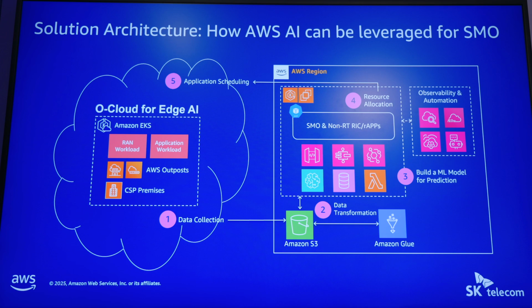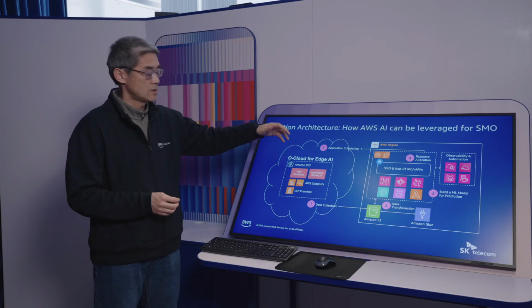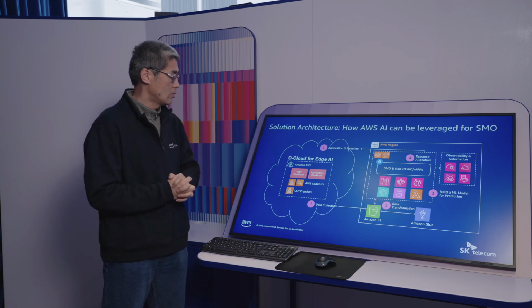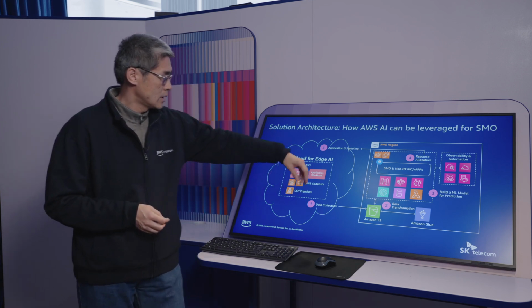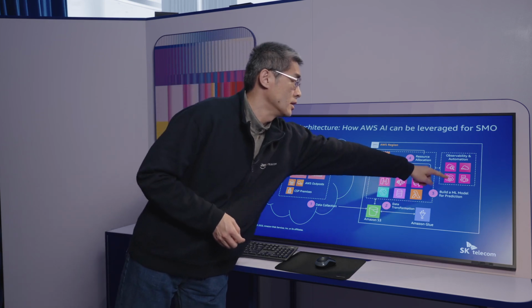So let's look at the high-level architecture. Normally for the RAN network, there are two pieces. One is at the remote side, and another one is at the central side. For the remote side, normally it's a CU and DU. It can be our Outposts and Outposts rack. And the automation part is here.